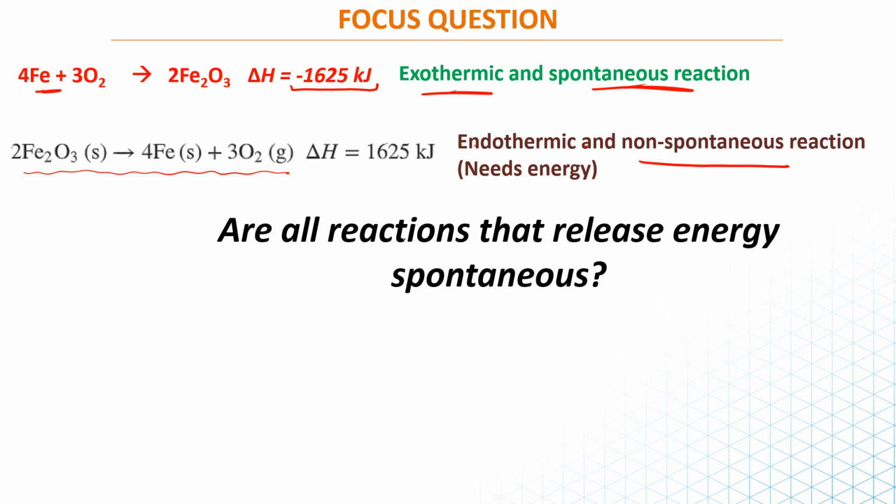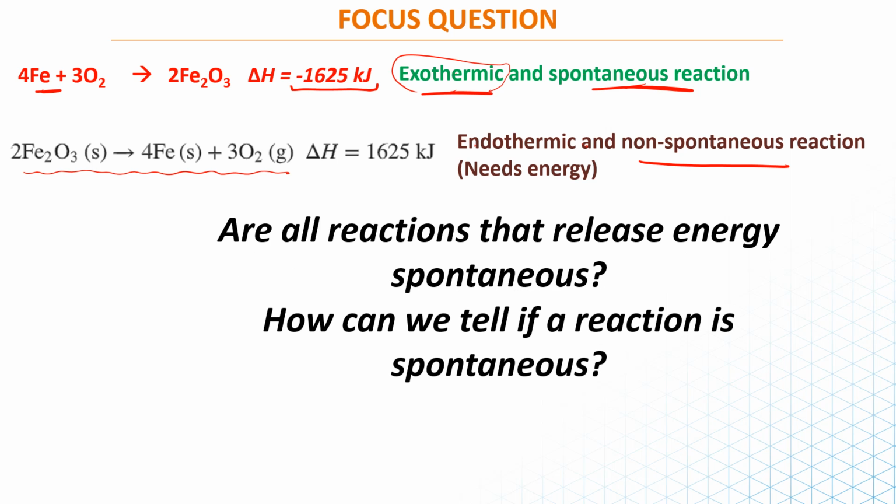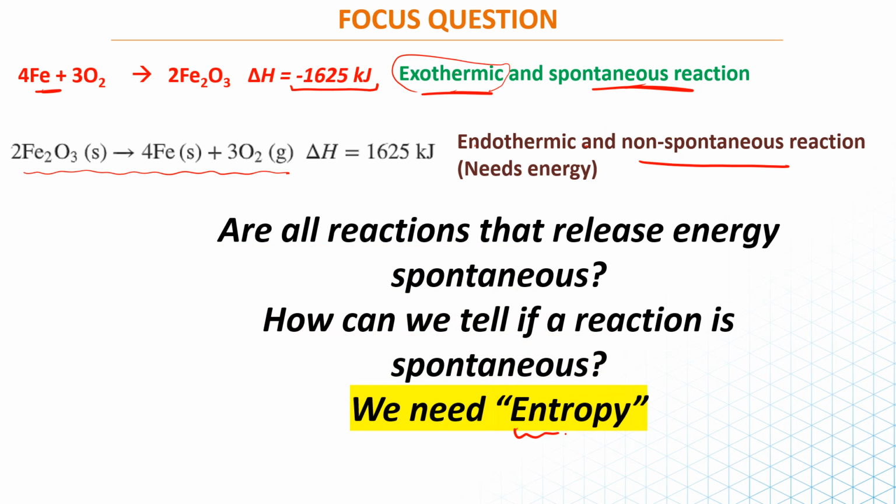So, are all reactions that release energy spontaneous? This is an exothermic reaction, right? And it's spontaneous. So does that mean that all exothermic reactions are spontaneous? Now, to answer this question, we need to learn about other things other than delta H, okay? These things will help us answer whether a reaction is spontaneous or not. So we will start with entropy, which was one of the keywords. We need to understand what entropy is, and then we will use it in determining if reactions are spontaneous or not, okay?